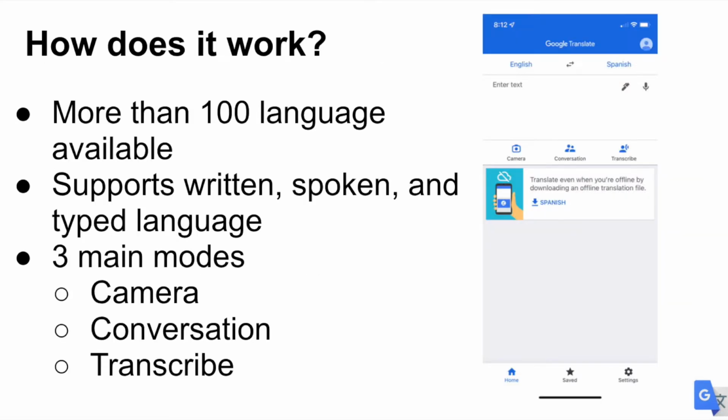So how does this app work? Well, currently there are more than 100 languages available, giving us a wide variety of languages that we can support. It also supports written, spoken, and typed languages, and it does so through three main modes: the camera mode, the conversation mode, and the transcription mode. Each mode works a little bit differently for different situations, but it builds upon the same set of intuitive tools that students and teachers can learn to use with great ease.